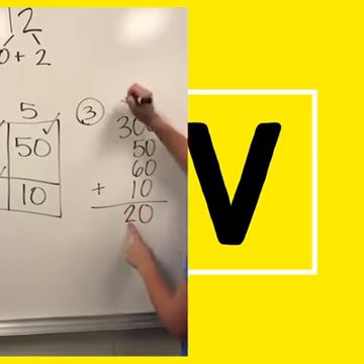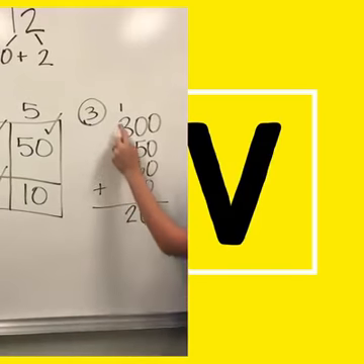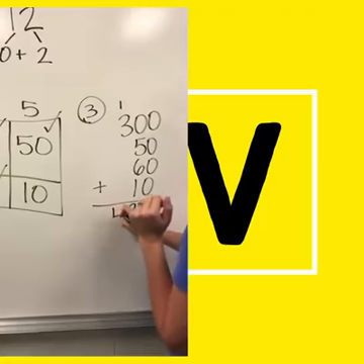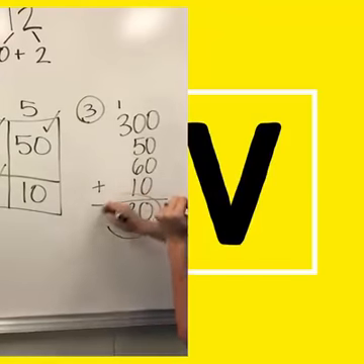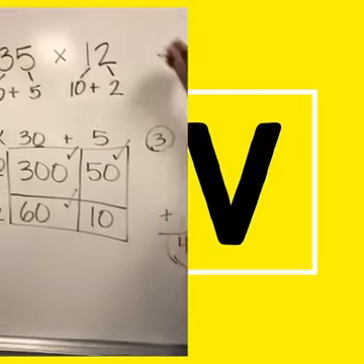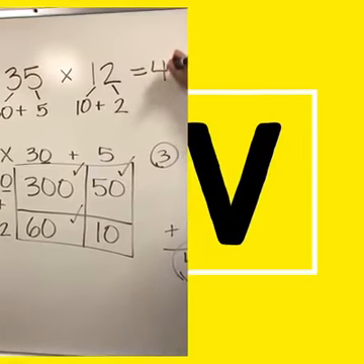Bring that 2 and carry that 100. 3 plus 1 is 4, and that is your answer. 35 times 12 equals 420.